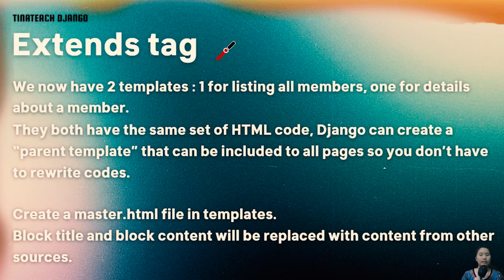We currently have two templates, right? From lesson 1 all the way to lesson number 7, we have two templates in total. The first one is listing all of the members. If you remember, when I run the server and I go to a certain address, you can see a listing of all of the first name and the last name from my database, right? From my Django database. So that's the number 1 template.